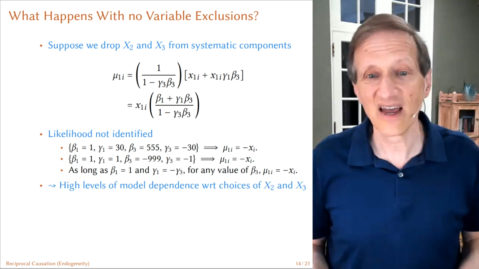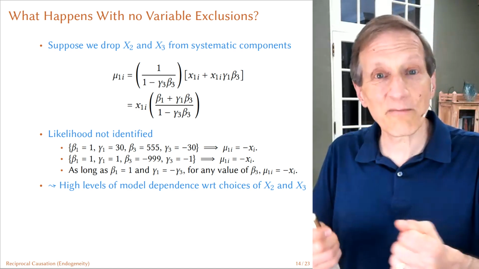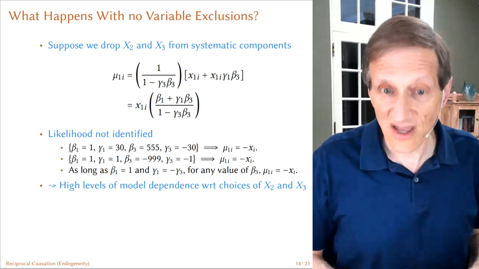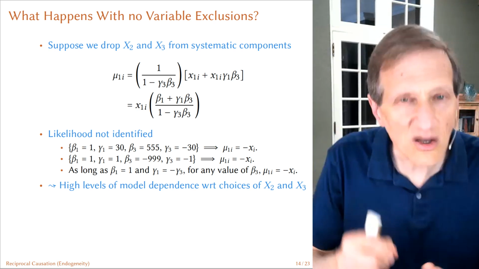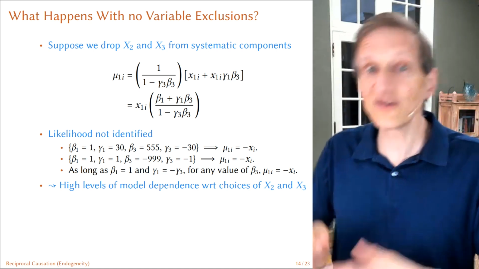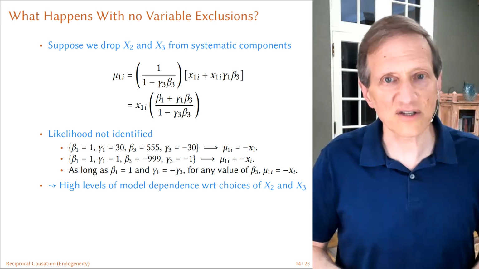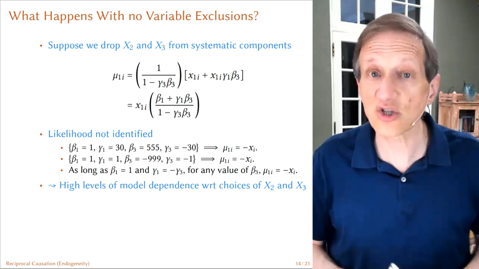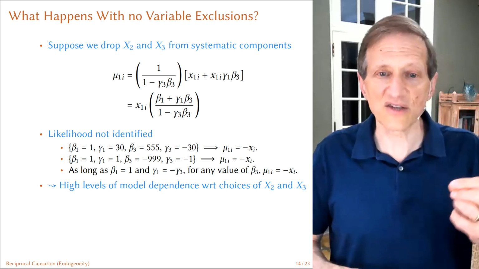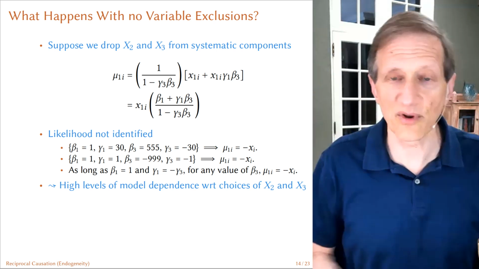It doesn't matter. So the result here is if you make a mistake with respect to x2 and x3, you get the wrong answer. If, however, you're close, you'll get a different answer. If you are a little farther, you'll get a different answer. If you make a different zero effect assumption, a zero variable exclusion assumption, you'll get a different answer. What we're showing here is high levels of model dependence due to the variable restrictions.